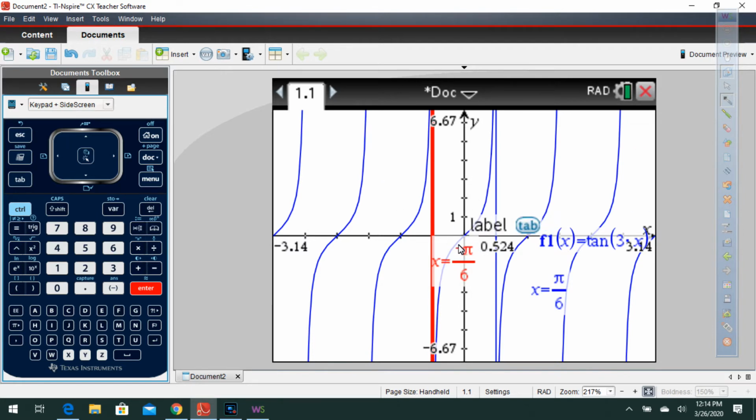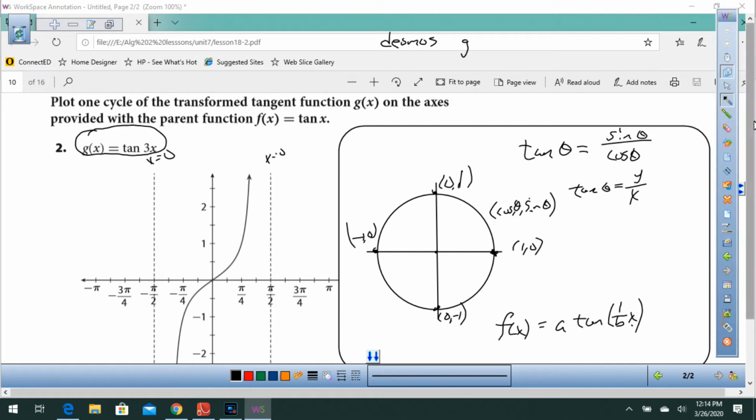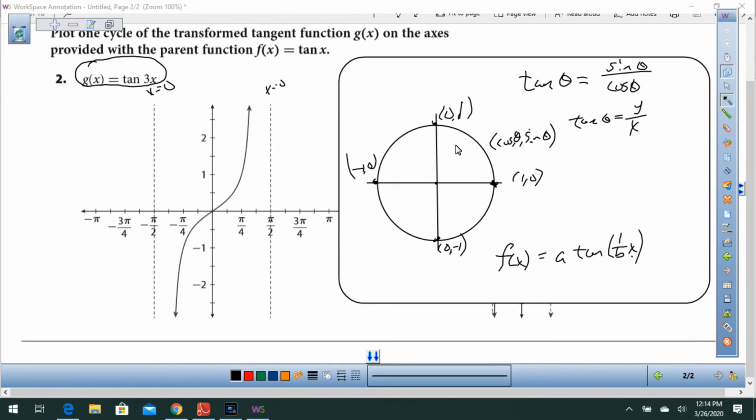So what did that 3 do? Remember, we're talking about from here to here, from this here to there, that is only pi. So the period for tangent is pi.